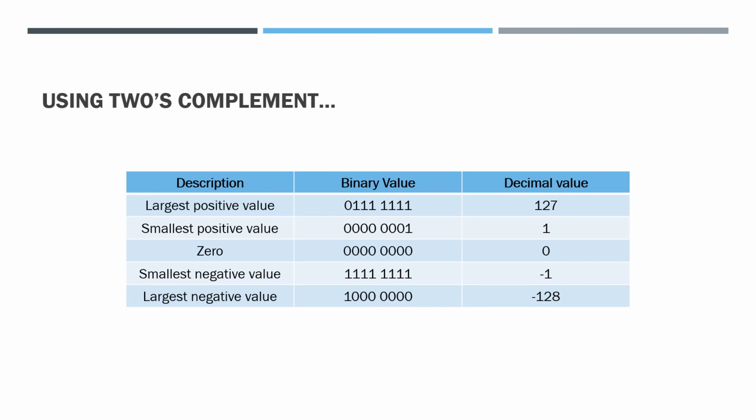So if we're using 2's complement, the largest positive value we can represent in 1 byte is 127. The smallest positive value is 1. 0 is all noughts, -1 is all ones, and the largest negative value we can represent is -128.